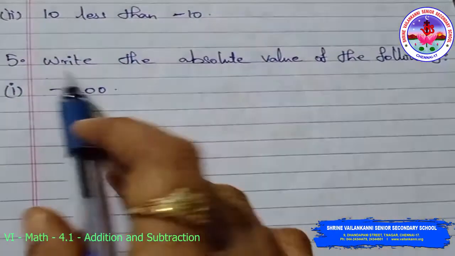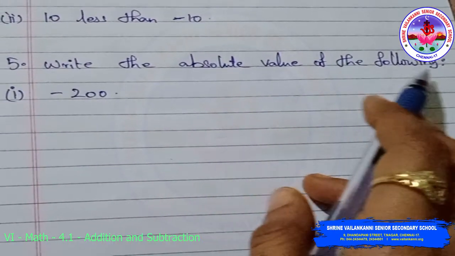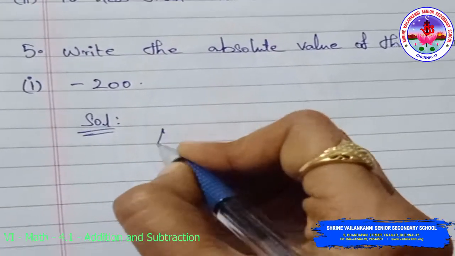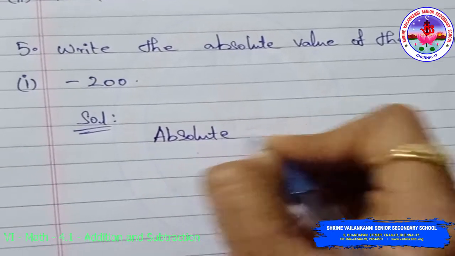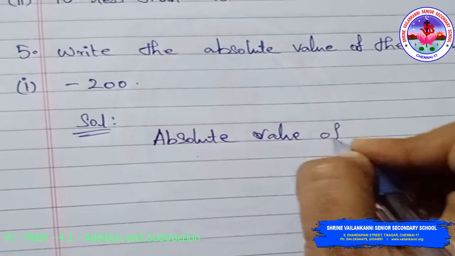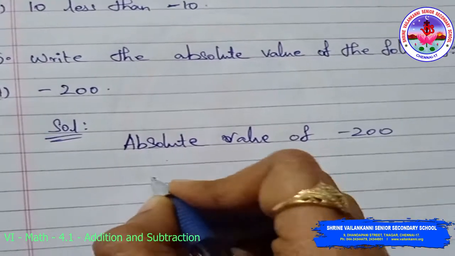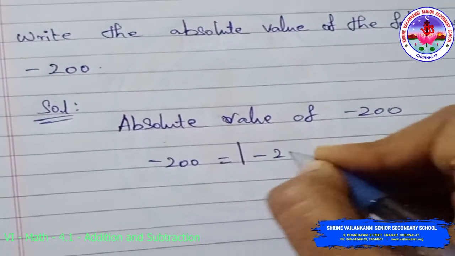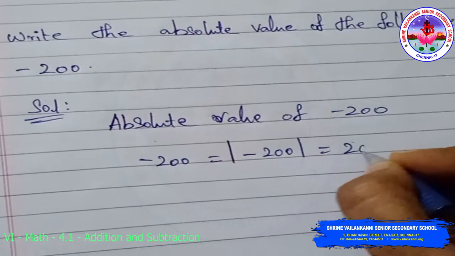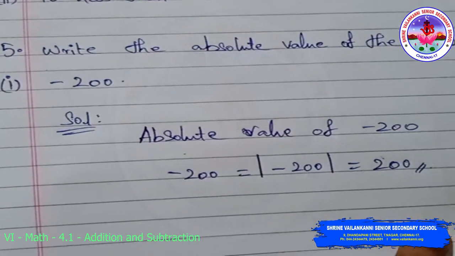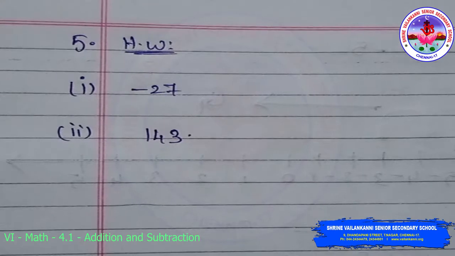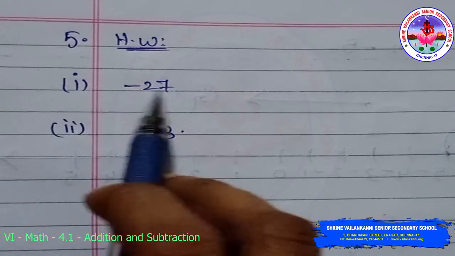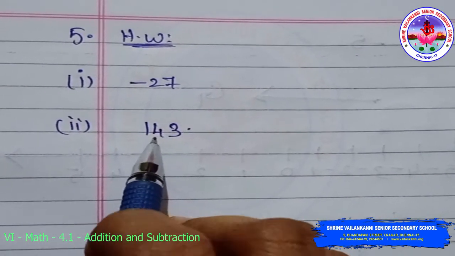Next, fifth question. Write the absolute value of the following. The question is negative 200. Solution. Absolute value of negative 200, using the modulus sign, is equal to 200. That is the answer. Fifth question, homework sum. Find the absolute values. The first one is negative 27, and the second one is positive 143.